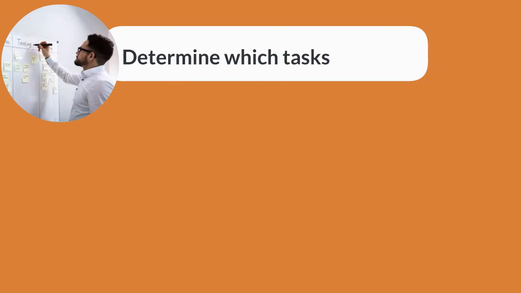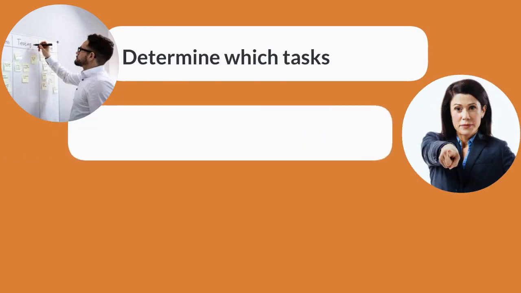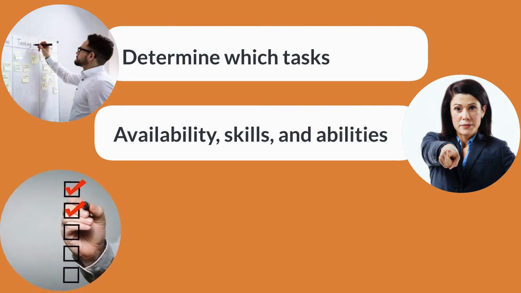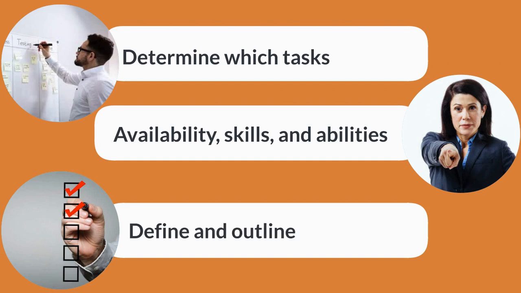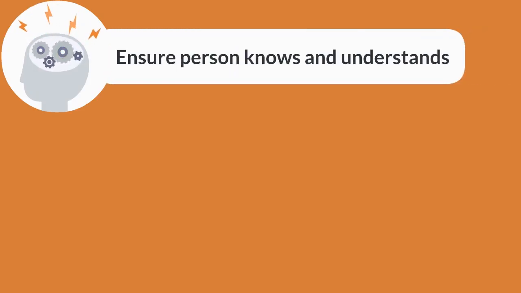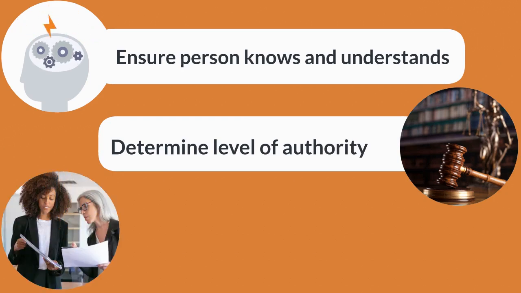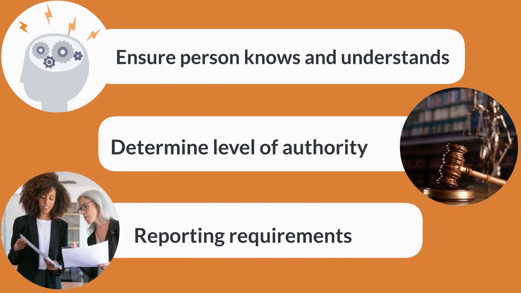Managers can delegate effectively by determining which task or tasks need to be delegated, choosing the best person to delegate the task to, considering their current availability, skills, and ability to do the task, and clearly defining and outlining the result required from the completion of the task. If there is a specific way the task is to be completed, ensure the person knows and clearly understands the steps to be taken and the tools to be used. Determine what level of authority the person will have, and establish reporting requirements for the tasks. In other words, how often the manager requires feedback and in what form.